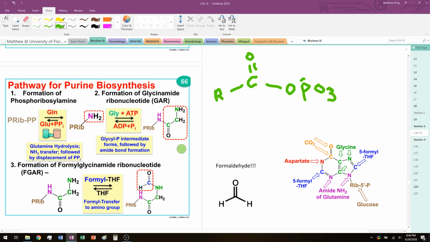So now we move on to step 3. And once again, you don't need to know these big names over here. He's really just going to only test you on what's in the yellow boxes. So now we still have this right here. Remember, we had this addition by glutamine, and then we had all of this being added on by glycine.